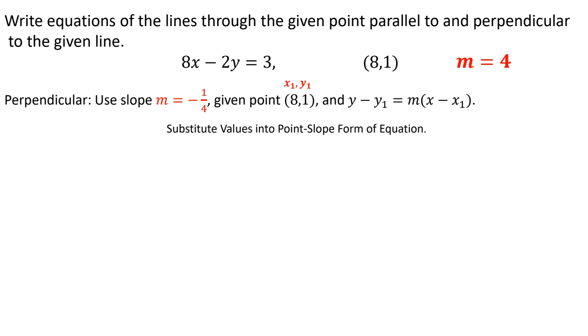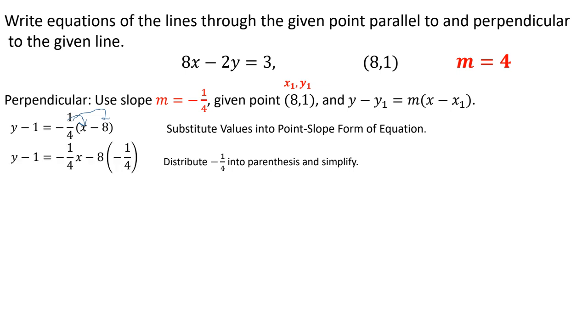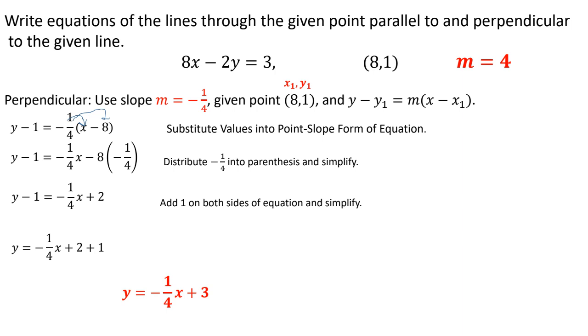But again, it still needs to go through the same point, (8, 1). I'm going to use my point-slope form equation once again. Let's plug in what I have: y − 1 = −1/4(x − 8). Again, I'm going to distribute the negative 1/4 and simplify. Then I'm going to add 1 on both sides. When I do that, I get y = −1/4 x + 3, and this would be my answer. This equation is perpendicular to the given line and goes through the point (8, 1).